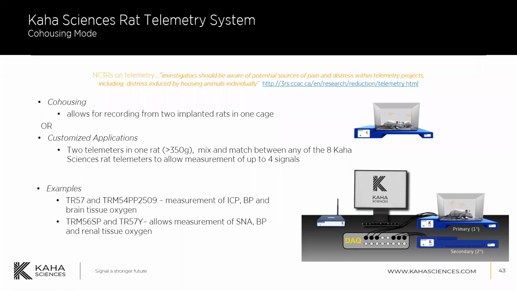Now, we still require 2 smart pads because 1 smart pad is providing the wireless power to both telemeters, but it's actually only recording the signal, receiving the signal from one of those telemeters. And we still need what we call a secondary smart pad to receive the signal from the other telemeter and to pass that to the data acquisition system.